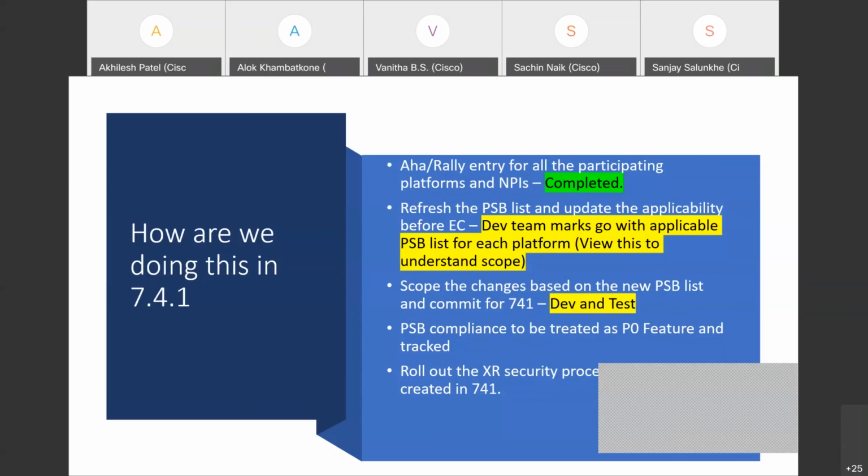There's no other option. But before making it go, there is diligence done to understand both dev and test scope thoroughly, and roll out the exact security process to meet these criteria. This is what is mandated from 741. In 741, I see around 19 platforms which are entered for making it compliant.